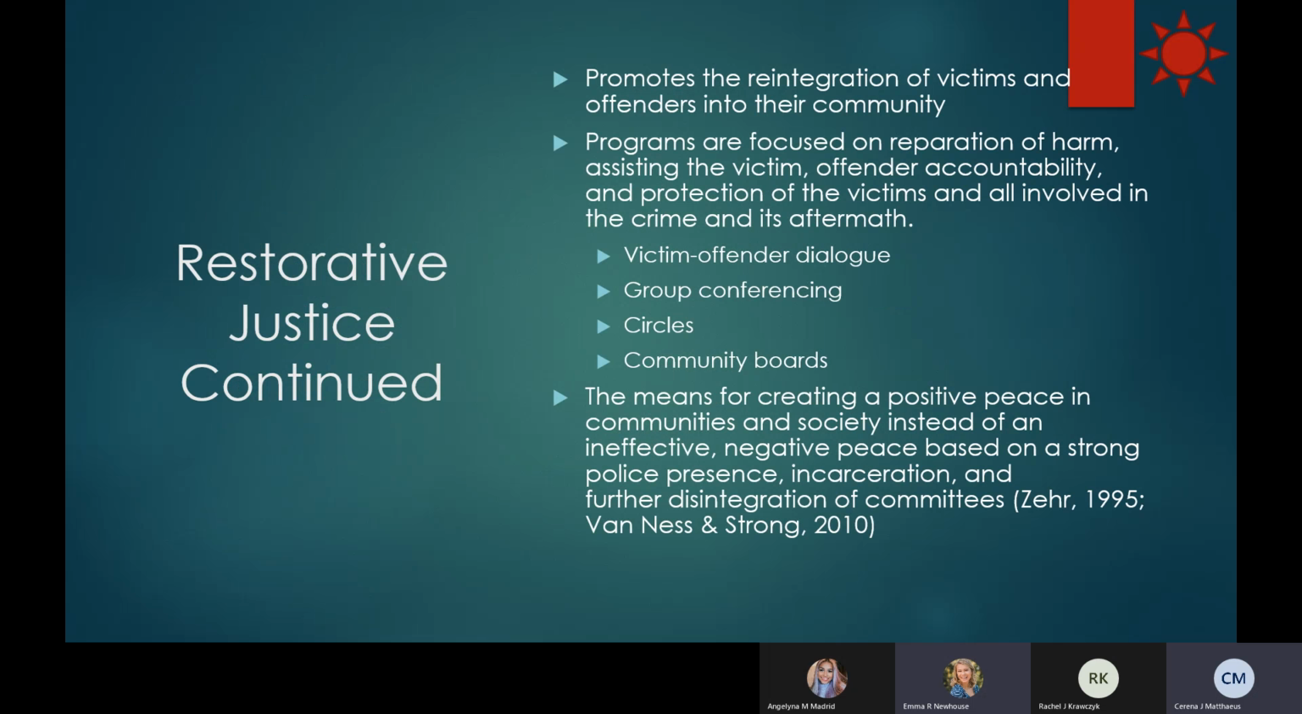Continuing on, restorative justice promotes the reintegration of victims and offenders into their communities. Programs are focused on reparation of harm, assisting the victim, offender accountability, and protection of the victims and all involved in the crime and its aftermath. Some of these programs include victim-offender dialogue, group conferencing, circles, and community boards. Restorative justice creates a positive peace in communities and societies instead of an ineffective and negative peace based on strong police presence, incarceration, and further disintegration of communities.